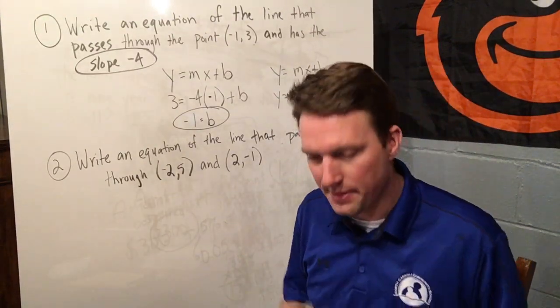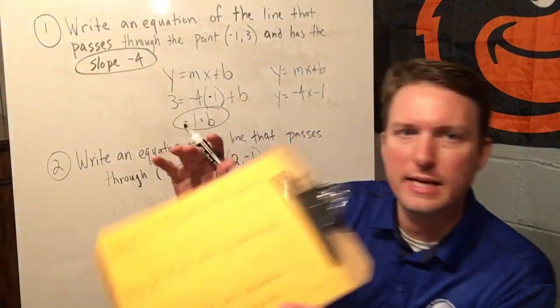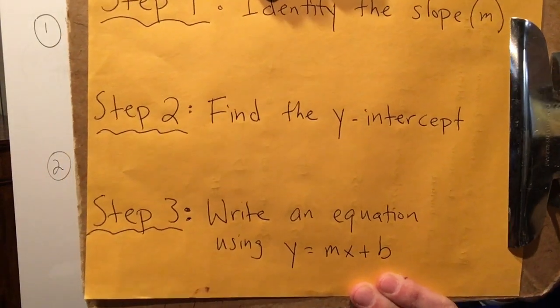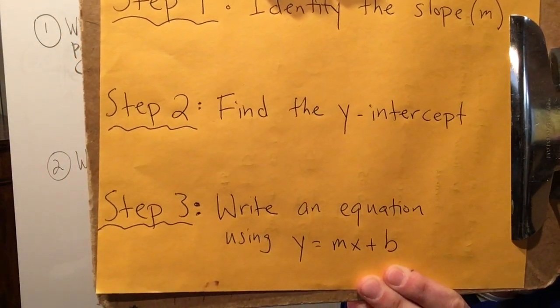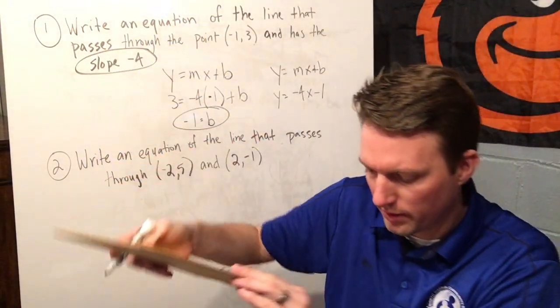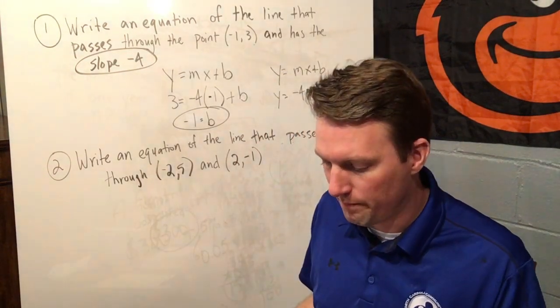Okay? And there you go. We followed the 3 steps. Number 1, identifying the slope. Number 2, finding the y-intercept. And number 3, writing the equation using y equals mx plus b in order to use the linear equation in slope-intercept form.